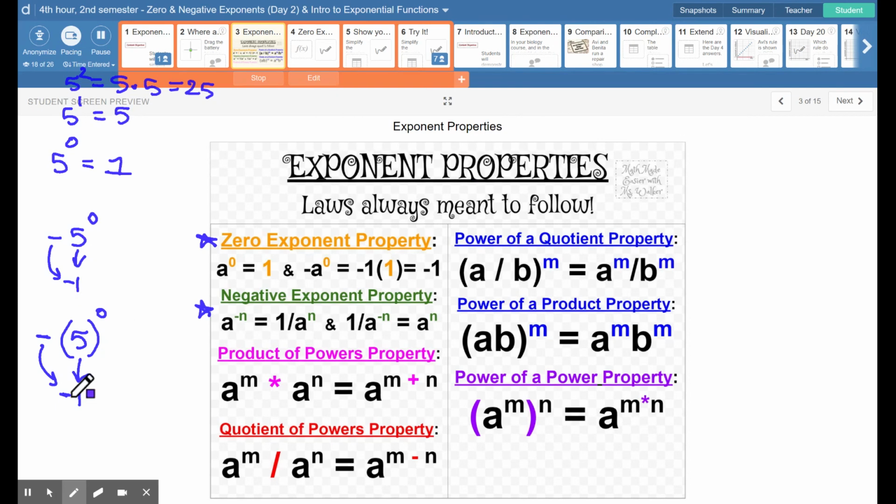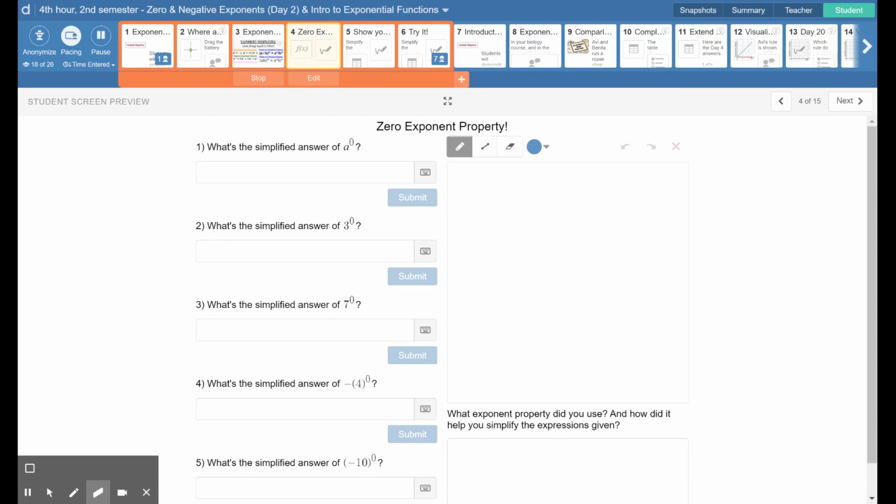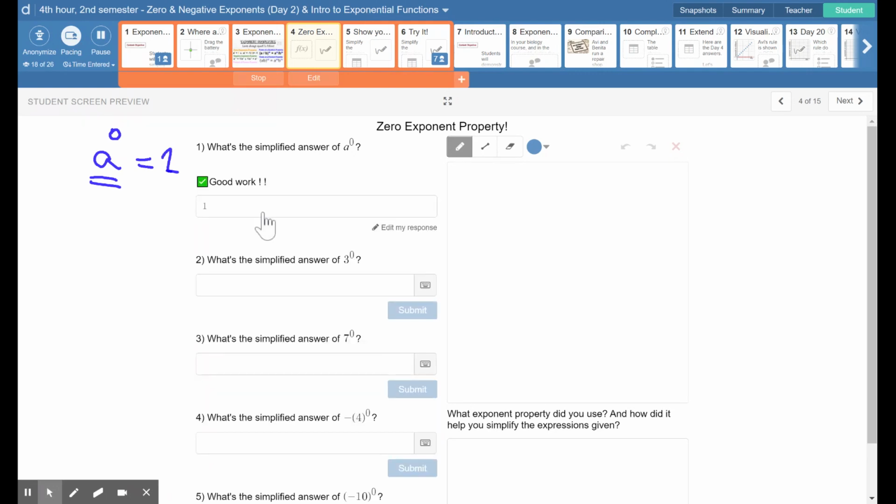So we're going to move to slide number 4. And slide number 4 is a bunch of practice for you. Remember, if it does not yield a correct answer, please go back and fix it until it does. So what is the simplified power or a simplified answer of a to the power of 0? Even if it's a variable for the base, anything to the 0 power is 1. And you can self-check. If you write the answer of 1, it's going to say good work. So the answer is just 1.